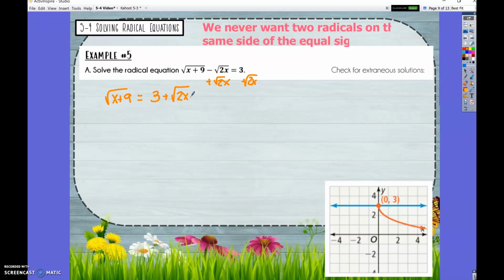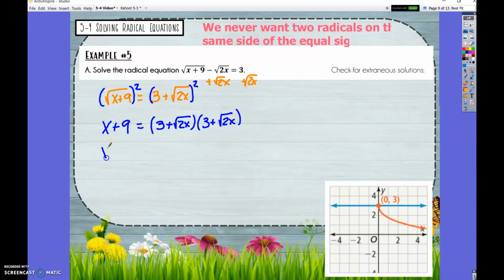Now, in order to get rid of the square root, in the previous examples we were squaring both sides, and that will work this time. If we square this side, we're just left with x plus 9. But on this side, when we square this binomial, that means two terms, we would actually want to think of it as writing it out: 3 plus root 2x times 3 plus root 2x.